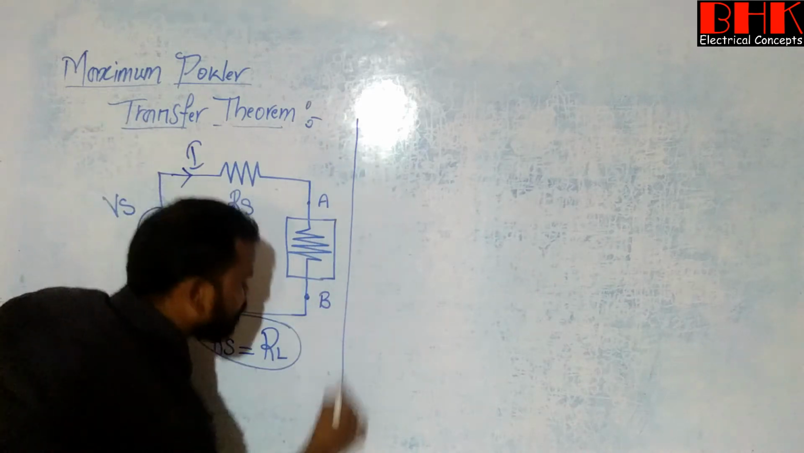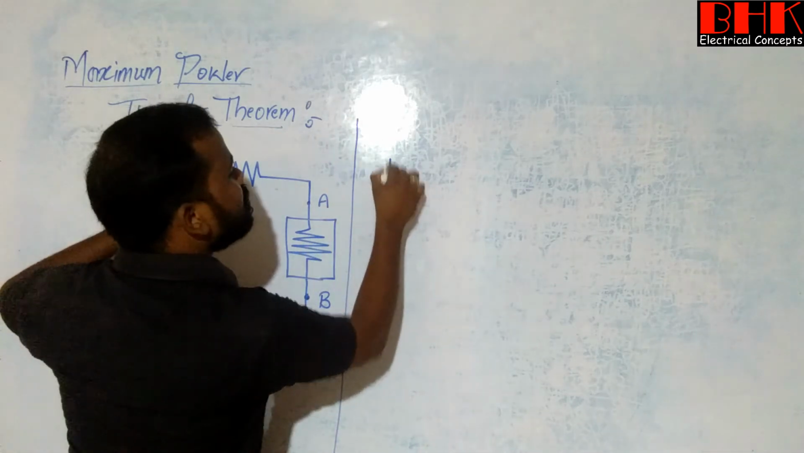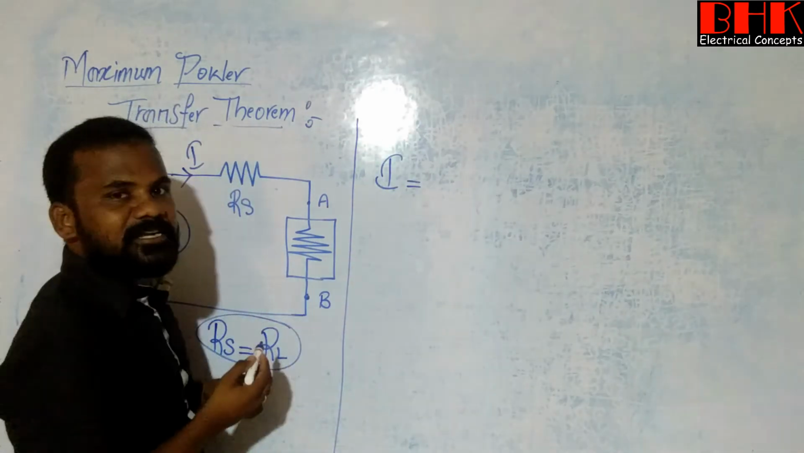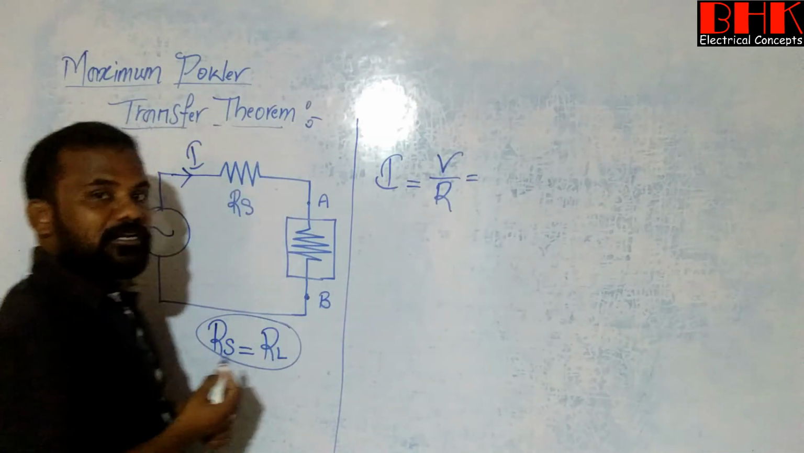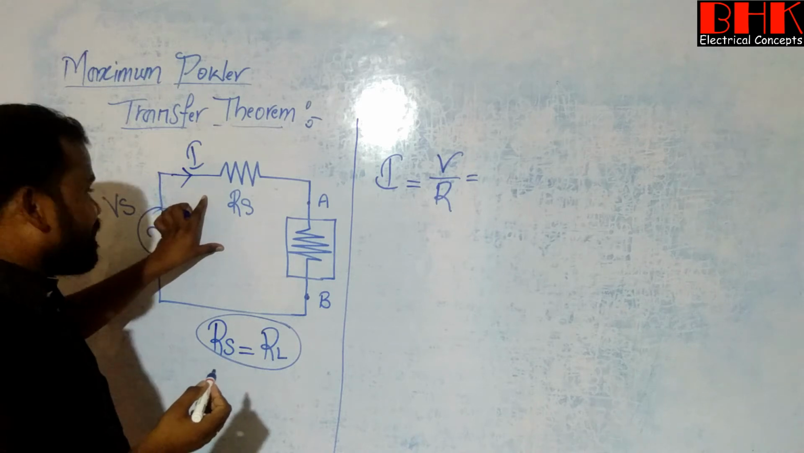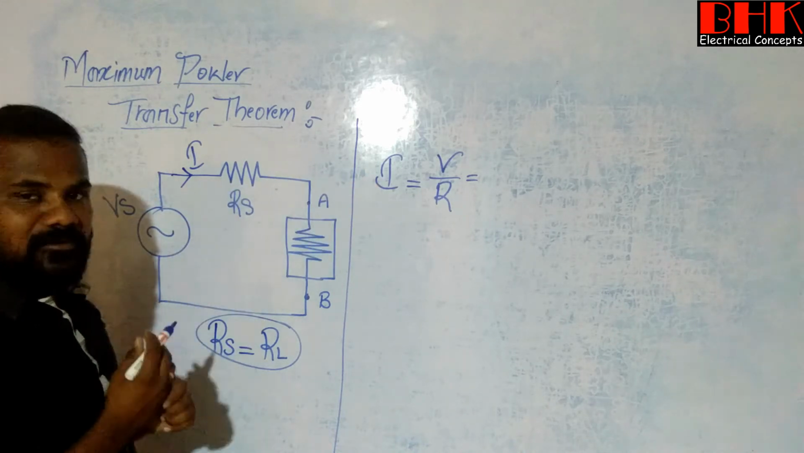What is the expression of current as per Ohm's law? I is equal to V divided by R. Yes or no? Now from this circuit, what is the expression of current?